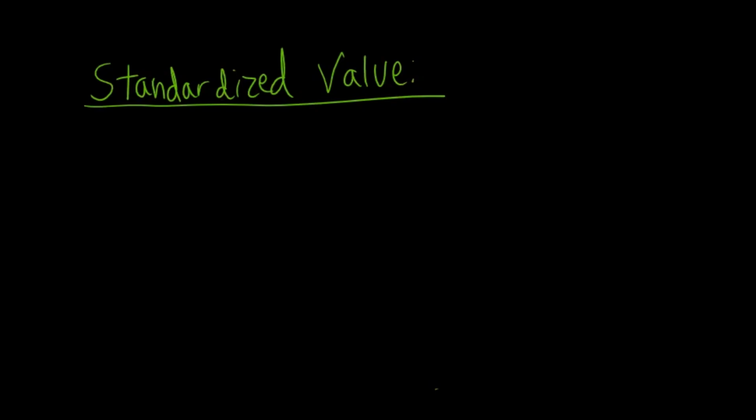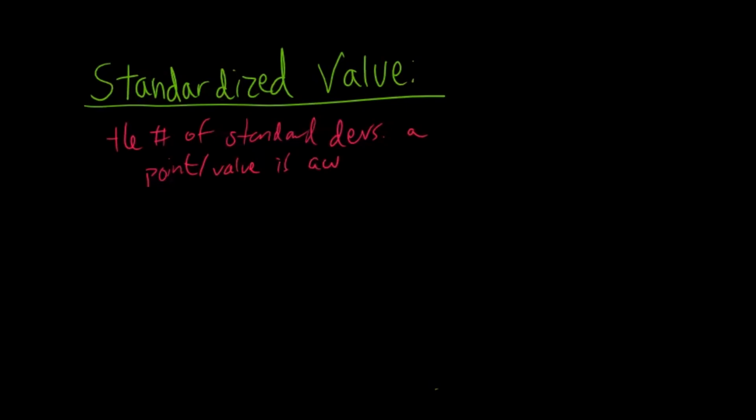The standardized value is essentially the number of standard deviations (I'm going to abbreviate that) a point or value is away from the mean. So what does that mean?